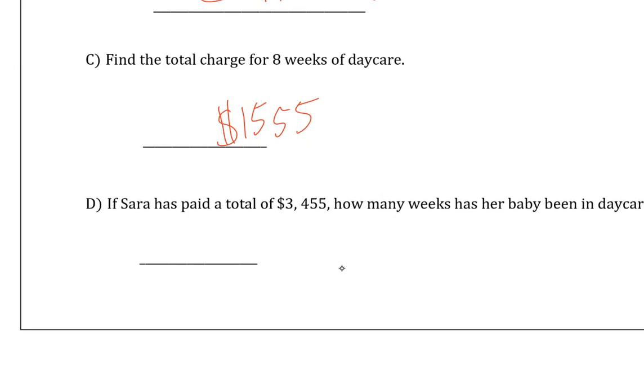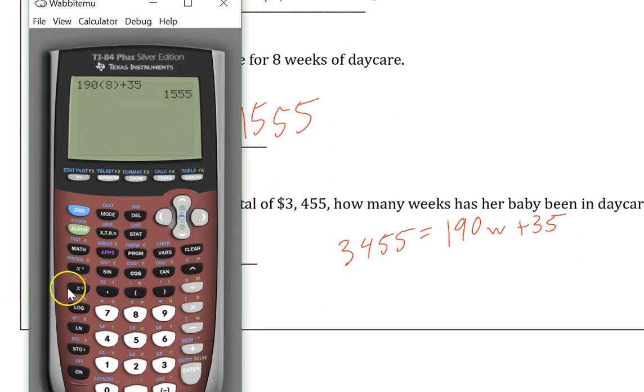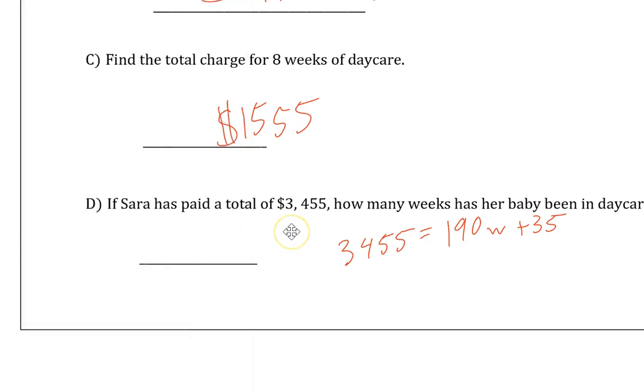Here it's saying how much she paid. So we'd have 3455 is equal to 190W plus 35. To solve this, first thing we do is subtract 35 from each side. Then we're going to go ahead and divide by 190. I get 18. So we got 18 weeks.